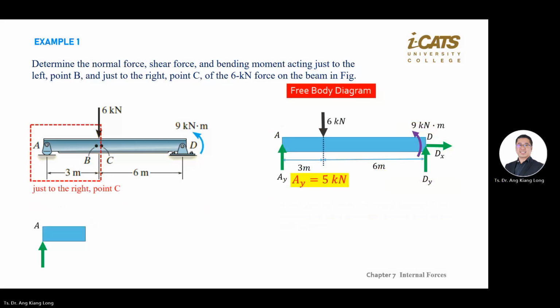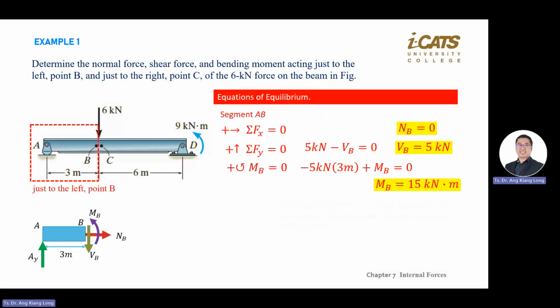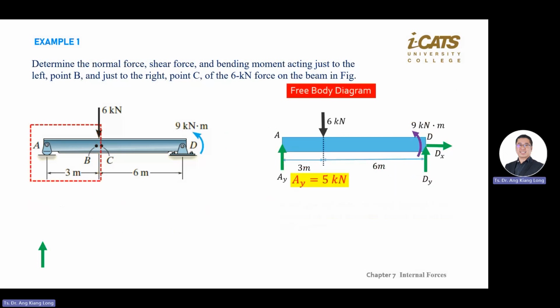Okay, so now you do C. Just now was AB, now is AC. AC means you move a little bit towards the right side of the 6 kilonewton. So what you do is you draw the section C, and then you put in all the external forces that you see in the question and form your free body diagram.